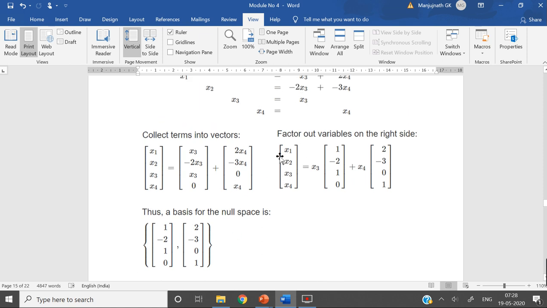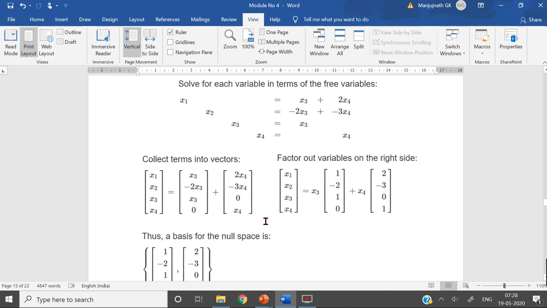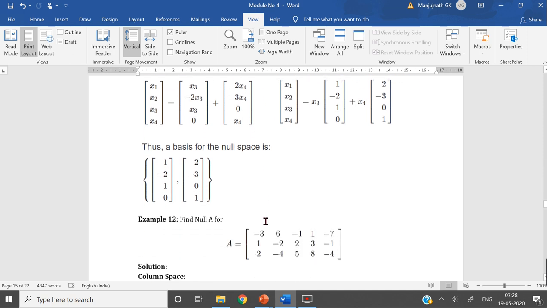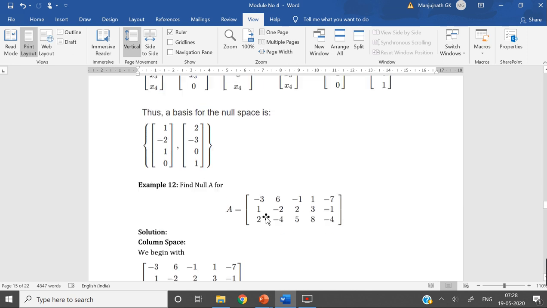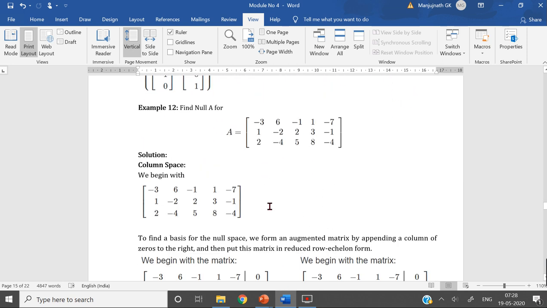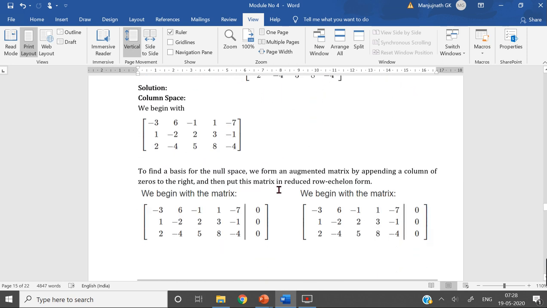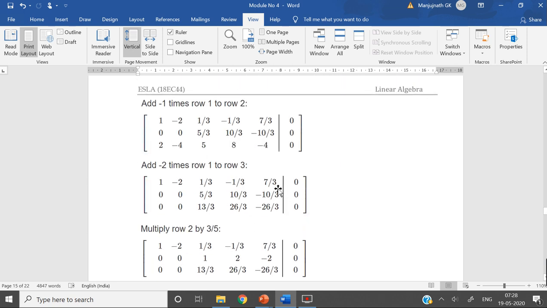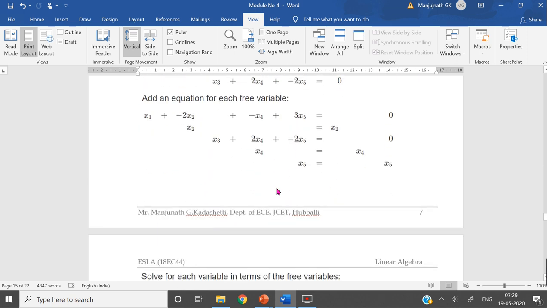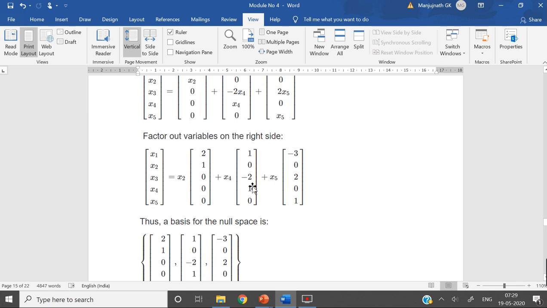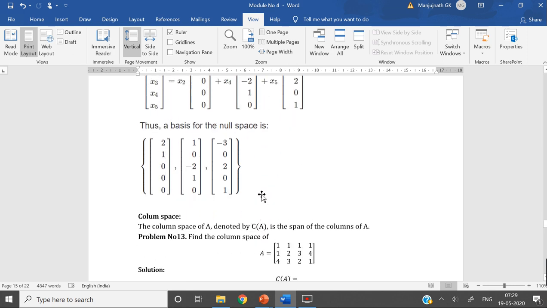If you find any difficulty in this calculation, let me know. Then I will explain it once again. So, these are the problems based on the null space and the column space. Here, one more problem is explained if you want to go through it. So, finally, find the null space and the column space.